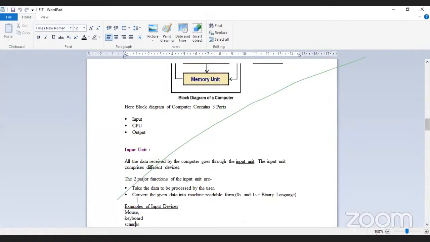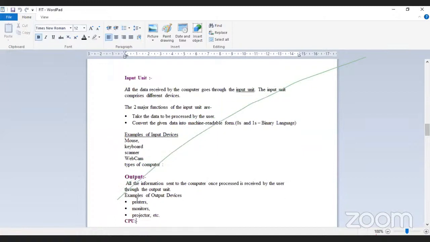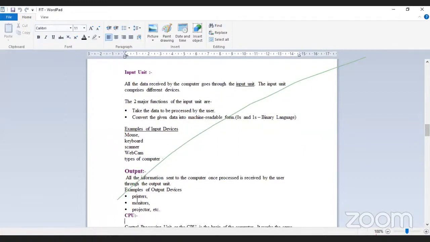Next, one more thing is the output device. From where can we get an output? Once the data is processed, it should appear. So one device is required for getting output. That is known as output devices. What are the best examples? Printers, monitors, and projectors.